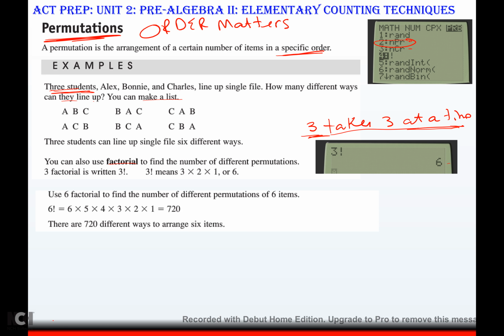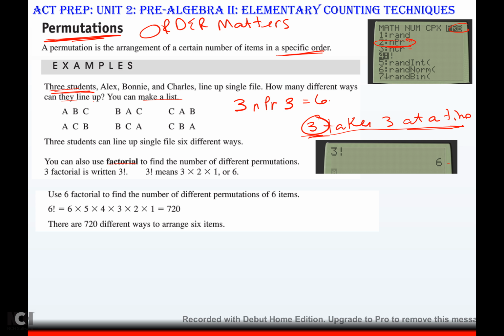Oh, I thought I put that in there. I didn't. Sorry. On your calculator, you would type the 3, then you would do math, prob, and pick this, and it will put this on your screen, and then you have to type your R, and you put 3 here, and you will get the same answer.